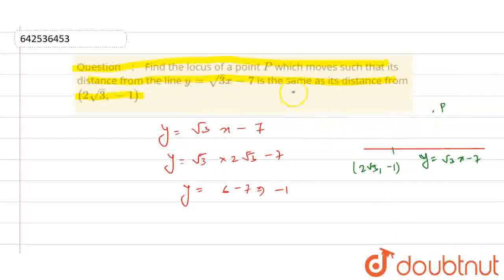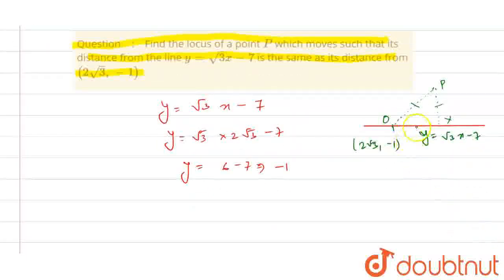It was also given that the distance of the line and the locus is the same, and the distance between this point of locus and this point is also the same. That means, let this be OP and let this point on the line be X. In the question it was given that OP is equal to OX, but we know that if there is some angle between OP and PX, then the values of OP and PX are not equal.